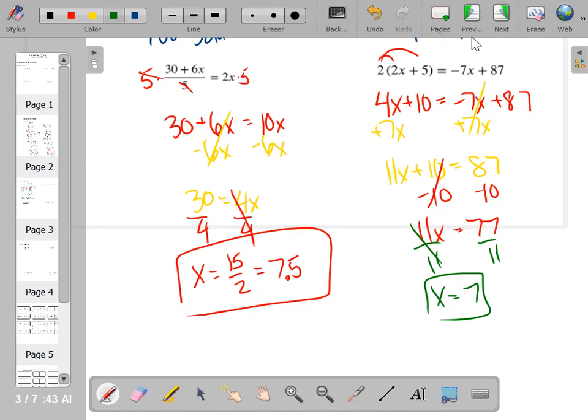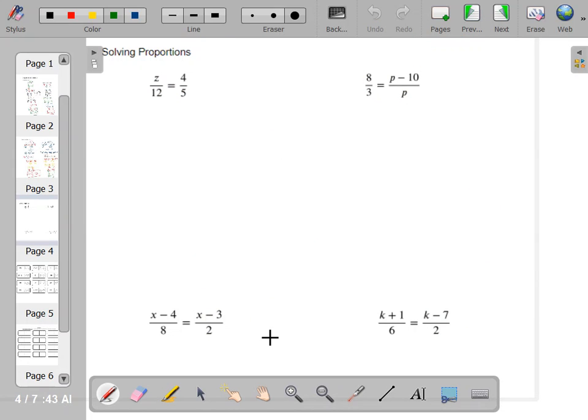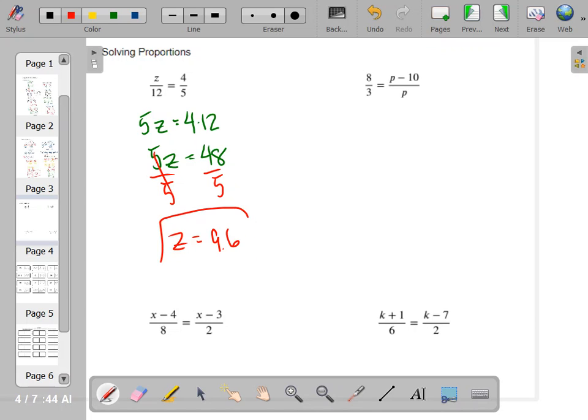Variables on both sides. Okay, what else you got? Proportions. All right, so we're going to cross multiply. So we're going to multiply 5 times z and 12 times 4. And when you do cross multiply, you end up making a statement that says something like this. This is a true statement. Essentially what I'm doing is multiplying both sides by 5 and 12 at the same time. So now I have 5z equals 4 times 12 is 48. Then all I have to do is divide by 5, and I have z equals, if I do 48 divided by 5, I get 9.6.